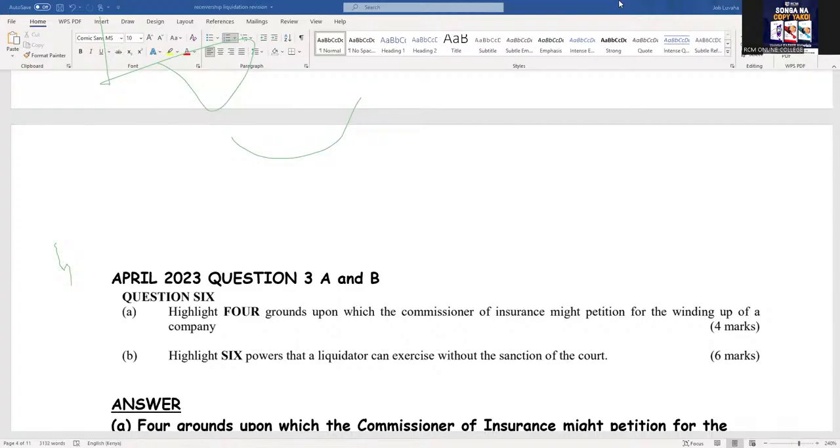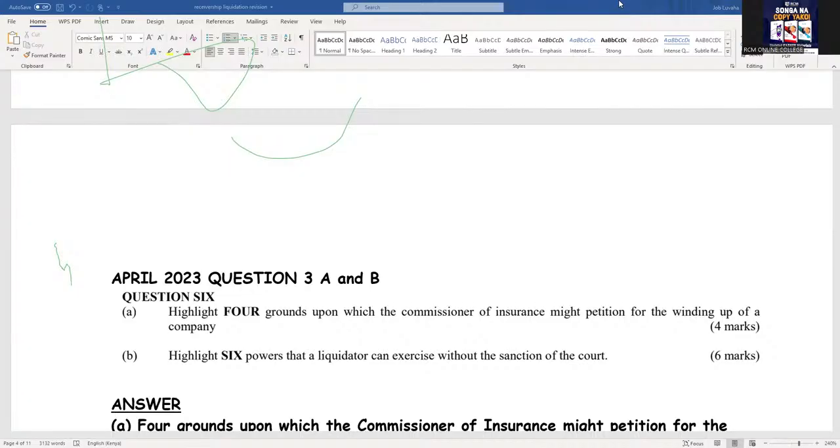To draw, accept, and endorse any negotiable instrument on behalf of the company, like a check, you can draw it. So there are those ones. They're actually in your notes. So we had looked at them. So we have those powers sanctioned by the court and those powers that he can exercise without a court sanction. You have to take note of them.